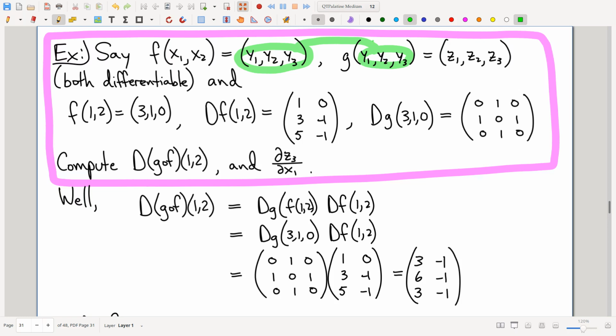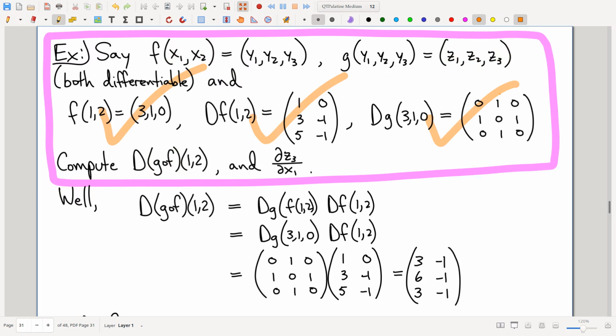And g compose f, right there. x1 and x2 are the inputs. z1, z2, z3 are the outputs. Okay. And then I'm going to give you some data about these functions, f and g. These are the individual functions.